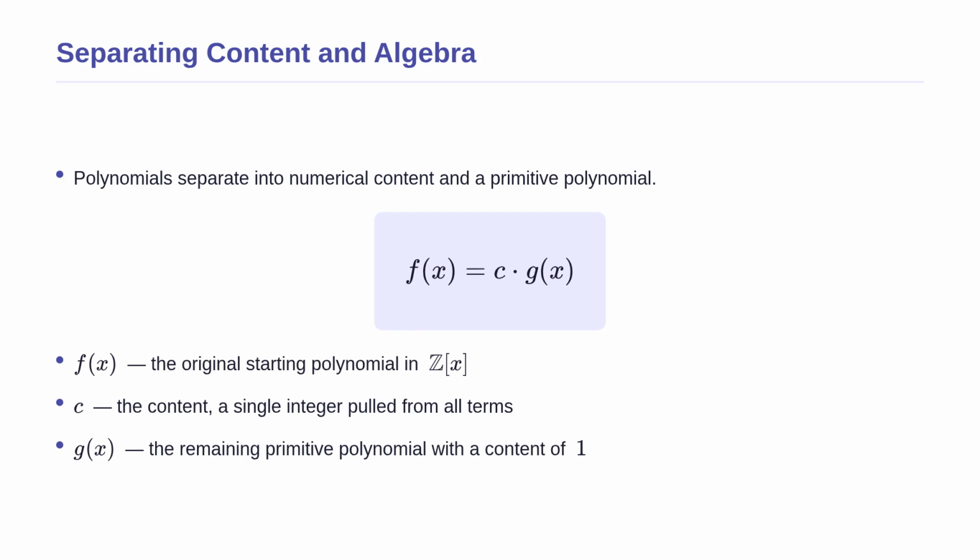As the value of c increases, it simply means the original polynomial had larger common factors among its coefficients. However, the algebraic structure of g of x remains completely independent of this scaling factor.